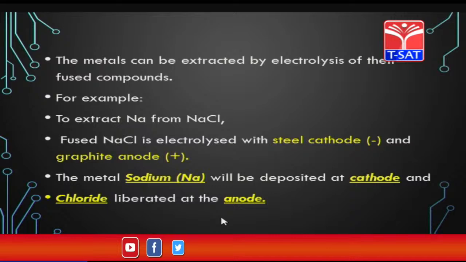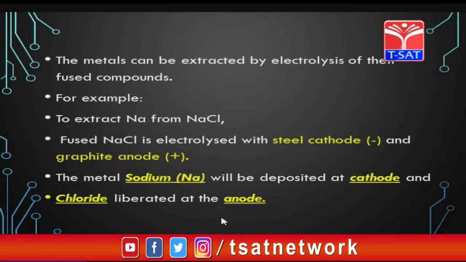So children, we use carbon or carbon monoxide for reducing the metal oxides to the respective metals. So the temperature required for the reduction is too high or more expensive. Children, the metals can be extracted by a method called electrolysis also. For example, to extract sodium from sodium chloride, we can use electrolysis.